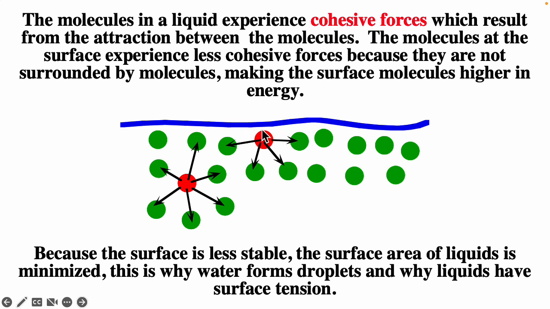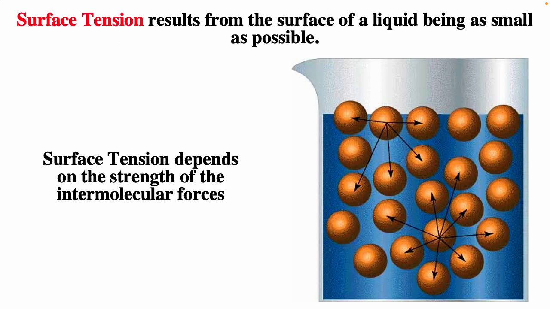And so liquids will try to minimize the amount of surface that they have, and that's referred to as surface tension. Surface tension results from the surface of the liquid being as small as possible, because again, the bulk liquid will have more intermolecular forces, stronger attraction, lower energy, more stable.